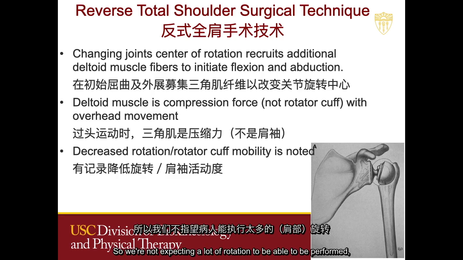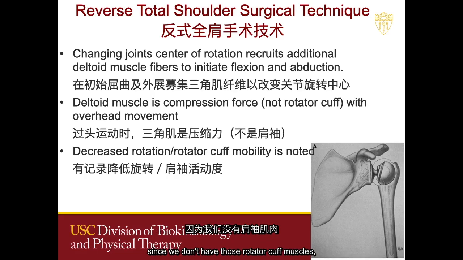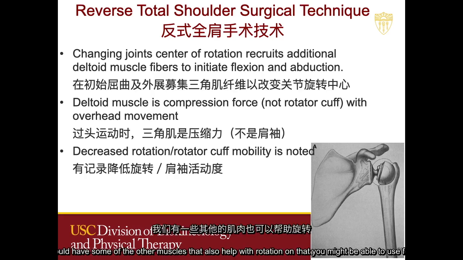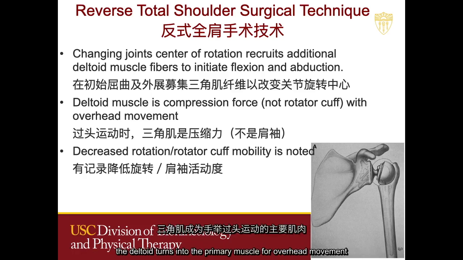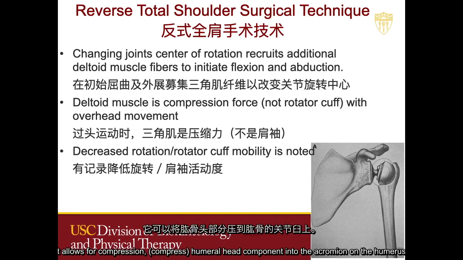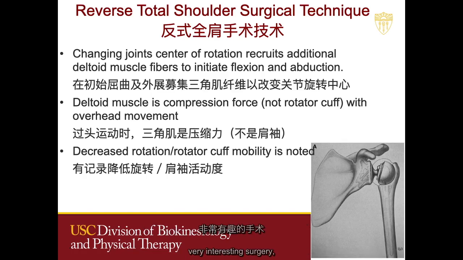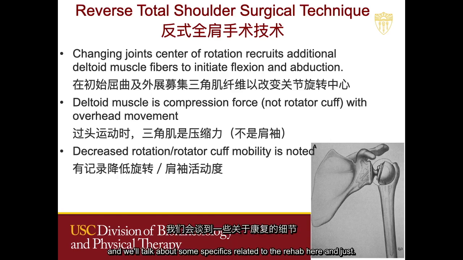So we're not expecting a lot of rotation to be able to be performed since we don't have those rotator cuff muscles. We should have some of the other muscles that also help with rotation that you might be able to use for that. The deltoid turns into the primary muscle for overhead movement, and it allows for compression of the basically the humeral head component into the acromion on the humerus. Again, very interesting surgery, and we'll talk about some specifics related to the rehab here in just a second. Again, won't go through the surgery itself.